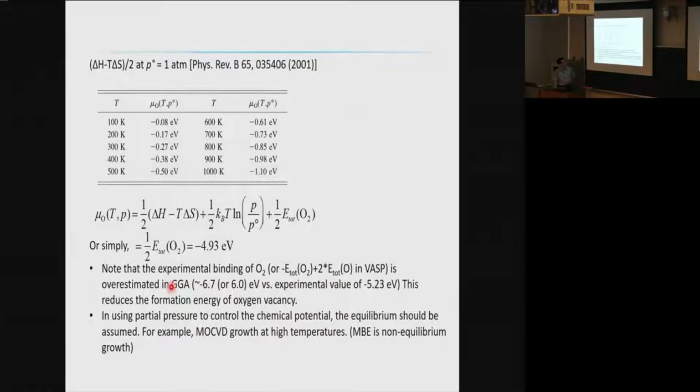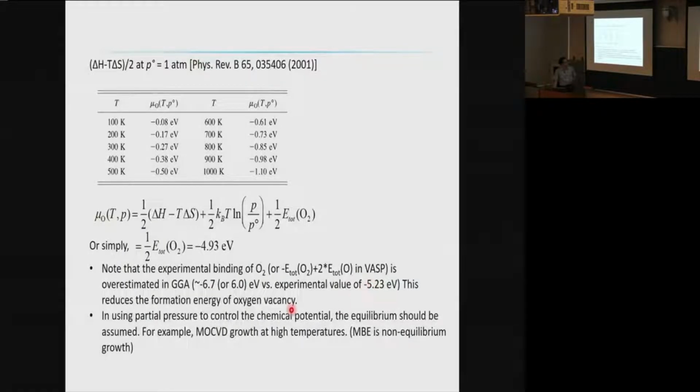All right. So this actually reduces the formation energy of the oxygen vacancy, or makes it easier to create an oxygen vacancy theoretically. So sometimes when you really care about the oxygen chemical potential, you have to correct this overestimation in the O2 binding energy with the experimental value, when you're really serious about the oxygen chemical potential.